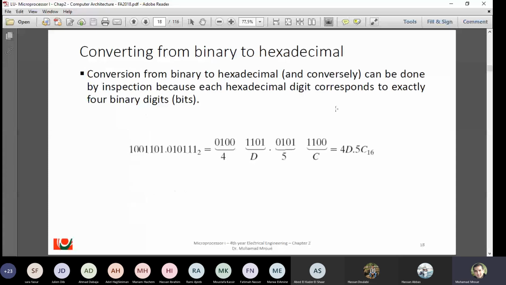Now, conversion from binary to hexadecimal. It can be done by inspection directly because each hexadecimal digit corresponds to exactly 4 binary digits.